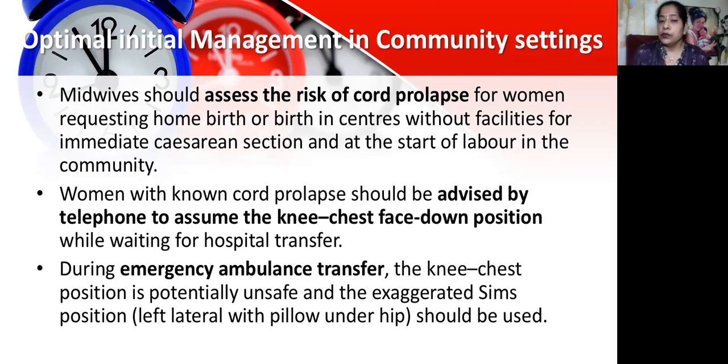Women with known cord prolapse should be advised by telephone to assume the knee chest face down position while waiting for hospital transfer. So if it occurs at home, the woman is advised to take up this position. Then during emergency ambulance transfer, the knee chest position is potentially unsafe, and the exaggerated Sims position, left lateral with a pillow under the hip, should be used.